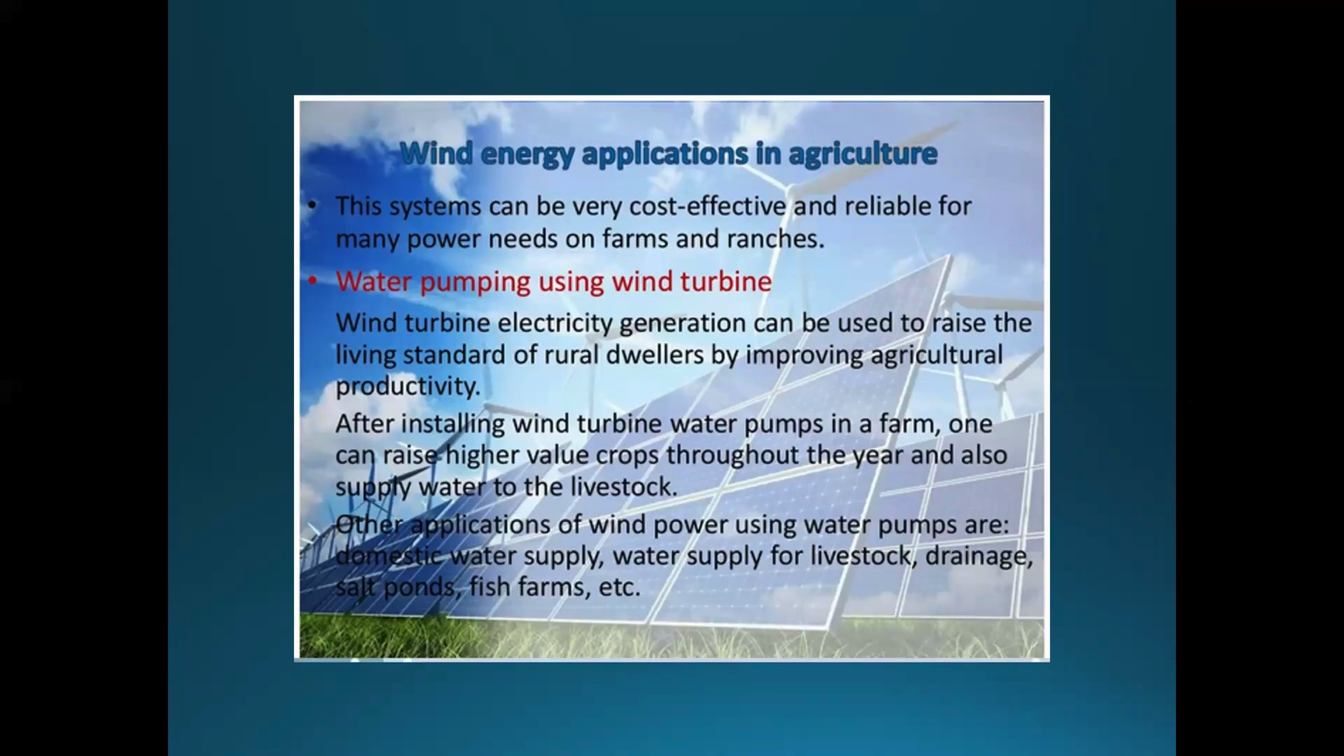So the productivity of the crop can be increased by means of the wind turbines. That means the electricity can be generated out of wind turbines and that electricity can be used for pumping of water. After installing these wind turbines, one can raise high value crops throughout the year. And also we can supply water to the livestock. And there are many other applications of this wind power. You can go with the domestic water supply. That means pumping of water. It may not be to our fields, but it can be for our domestic water supply. And we can supply water to our livestock, that means cattle, sheep, whatever it is. Then drainage for salt ponds, for fish farming also, it will be useful.